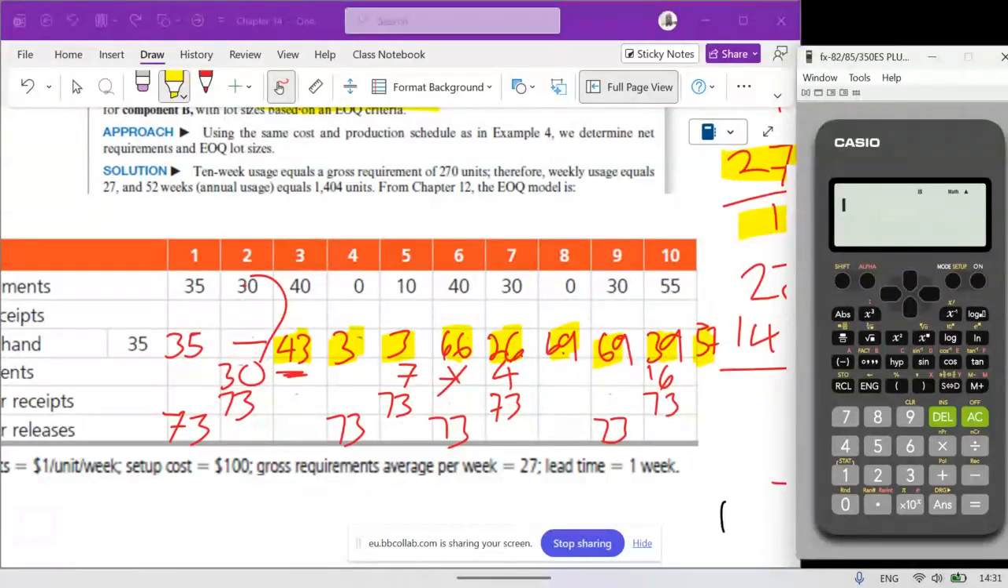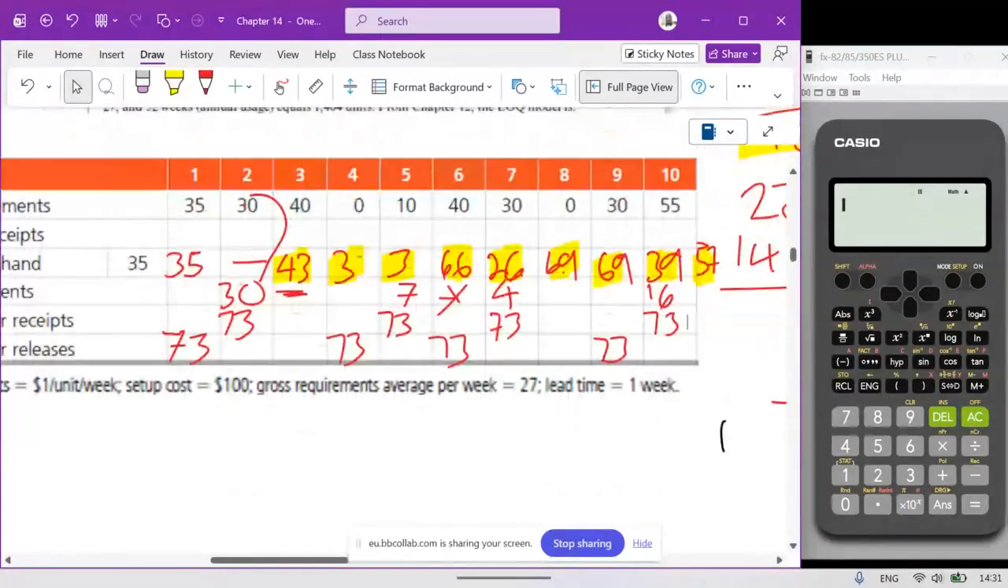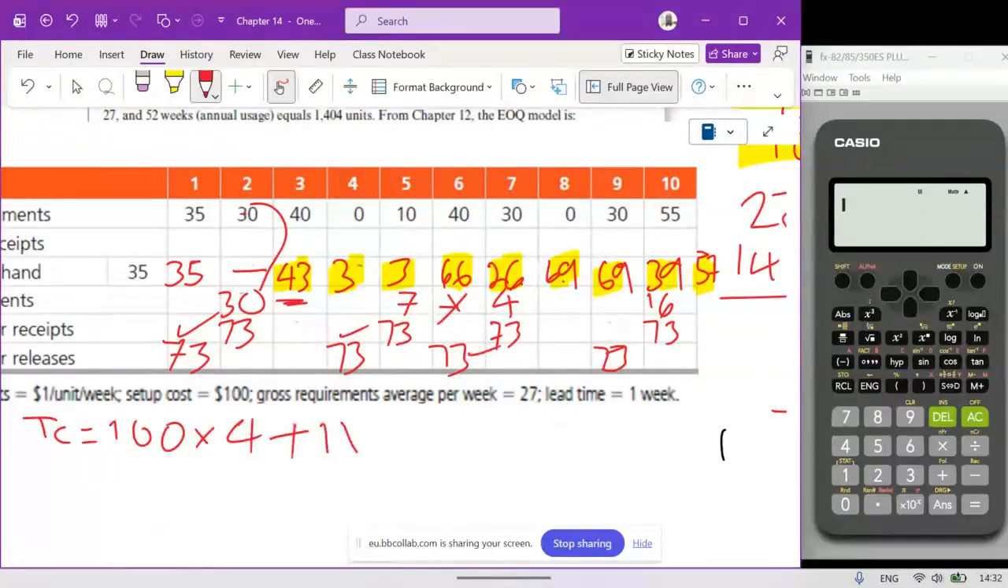Then you come to the bottom, you do the same thing. TC is equal to 100 multiplied by 4. Do you see the difference? On the other one, lot for lot, we had 7, here with 4, which becomes 400. But we have a higher holding cost, because now we have to add this holding cost.